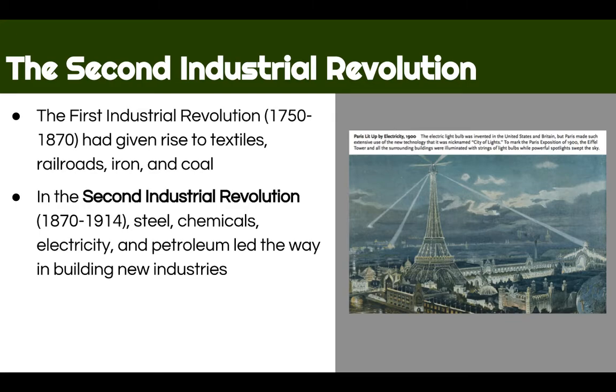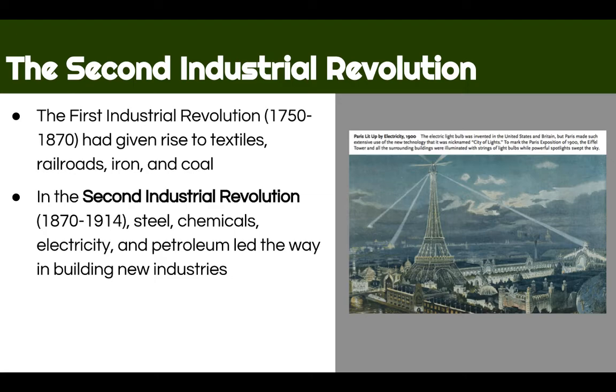The second Industrial Revolution that I was talking about earlier comes about in about 1870. So this is different from the first revolution, really, in terms of what is being produced and how it's being produced. The first Industrial Revolution had given rise to new ways to make textiles, the beginning of railroad building, the use of iron in building, and the use of coal to power factories.